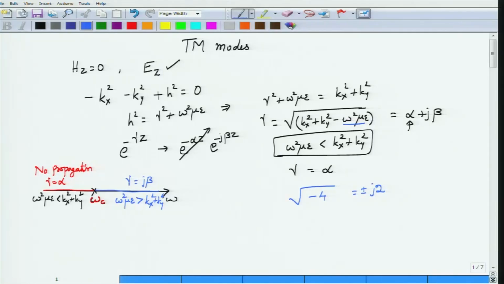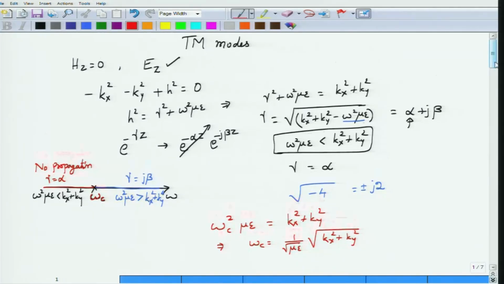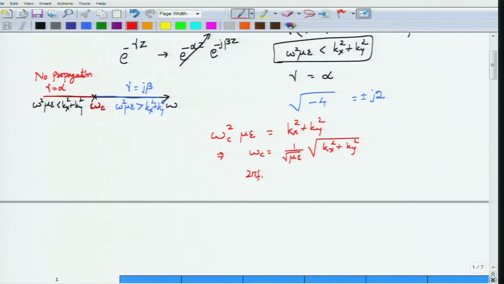So one of the first formulas we have figured out is the expression for cutoff frequency omega c. Omega c square mu epsilon must be equal to kx square plus ky square. This implies that omega c itself is equal to 1 by square root mu epsilon, times square root of kx square plus ky square. Sometimes instead of writing this as omega c, some people like to split this in terms of 2 pi fc. If you do that, then fc will be equal to 1 by 2 pi square root mu epsilon, times kx square plus ky square under root. So this is an important equation that you can remember.